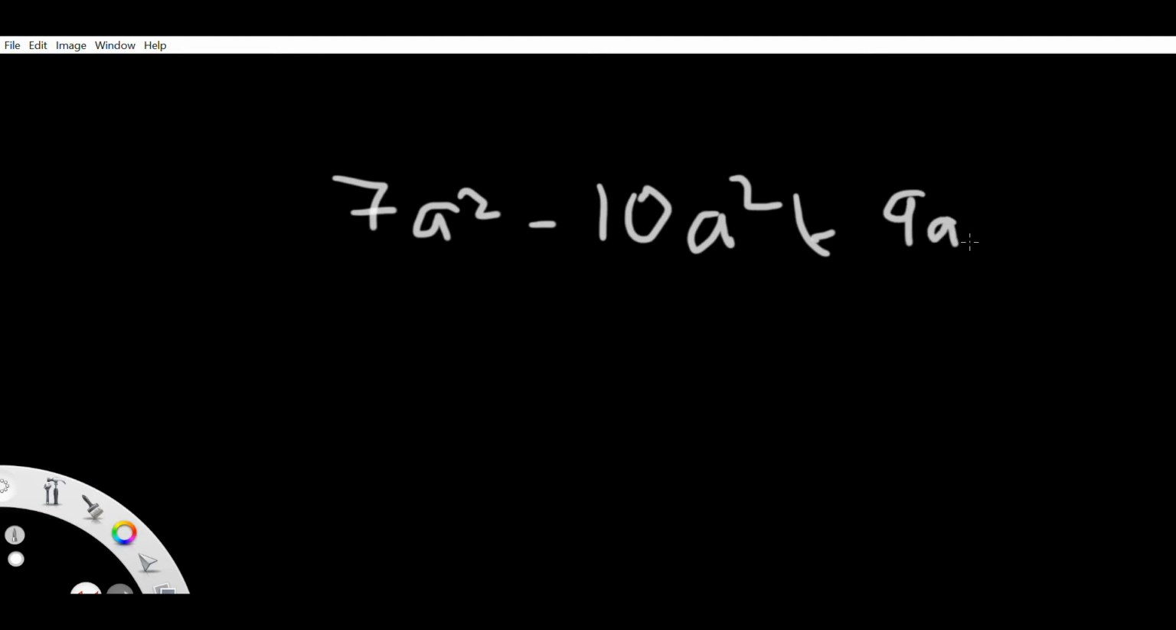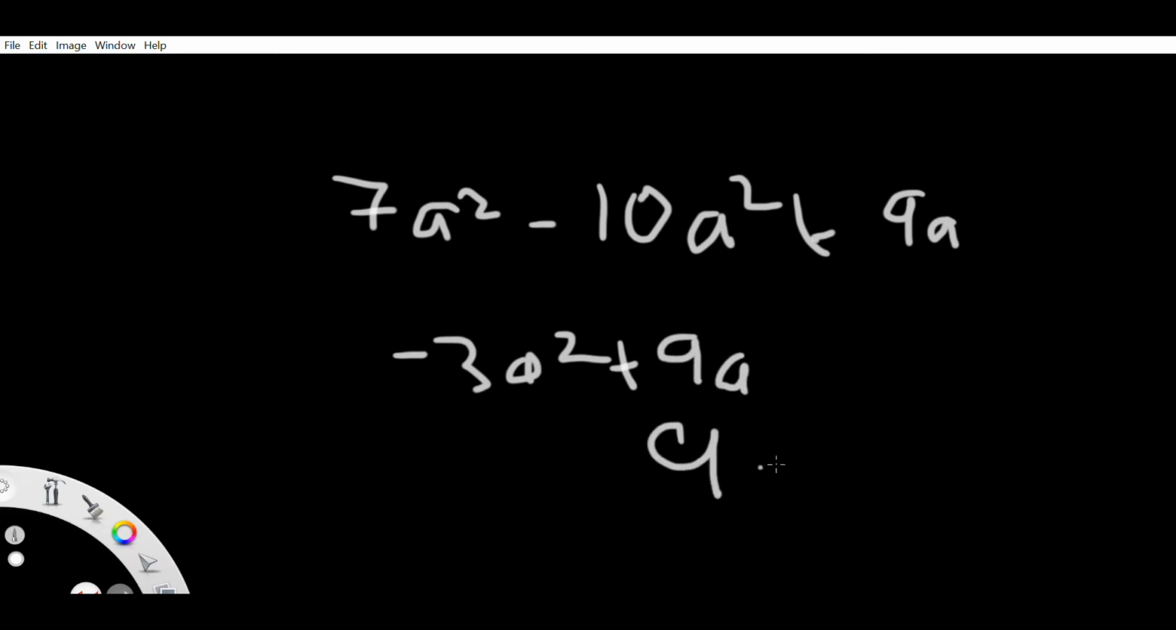So now let's do a few problems where we can add and subtract polynomials. So we have 7a squared minus 10a squared plus 9a. So over here we can see that only a squared is here and then 9a separate, so we can only add these two with each other. So it would become negative 3a squared plus 9a, or 9a minus 3a squared.